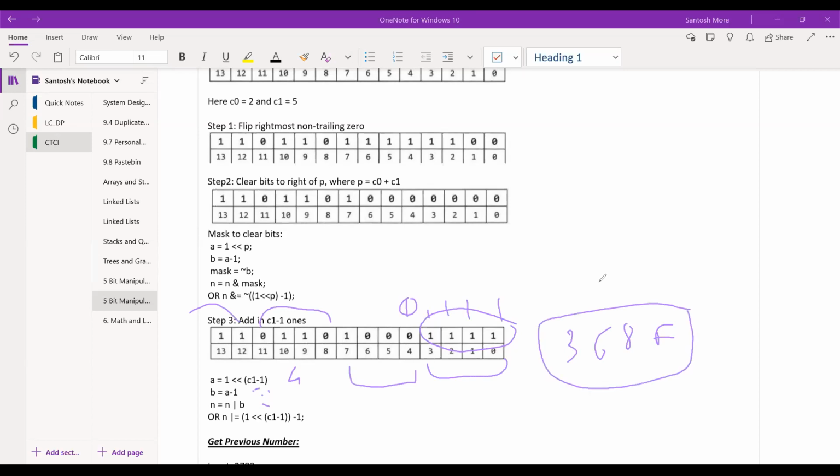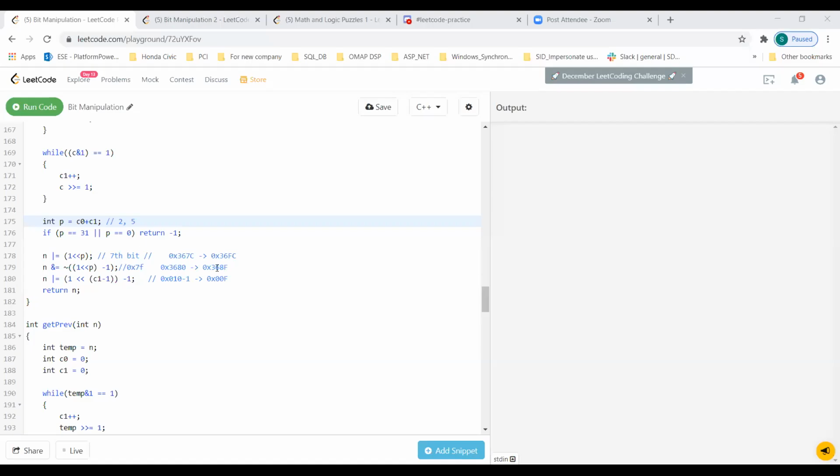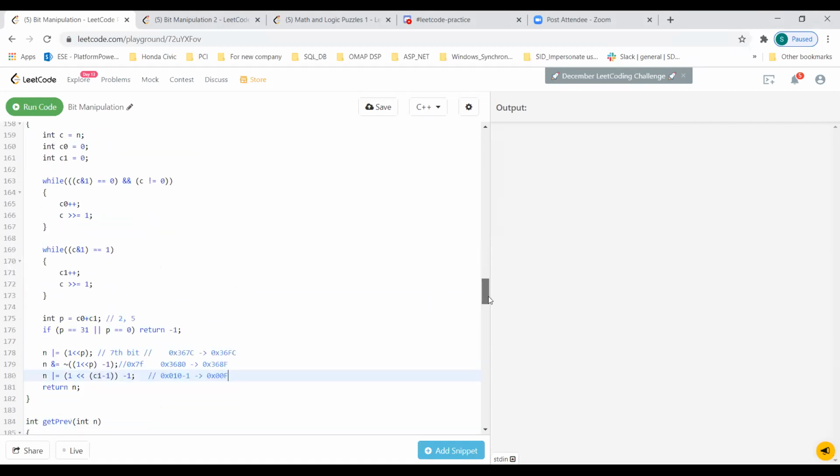So this is actually the next higher one. And if you just quickly compare what I was showing here, see, it is 368F, right? So this is the next highest one. So this is the way it is done for the next higher one. And if we go for the next previous one, let me go to my OneNote again.